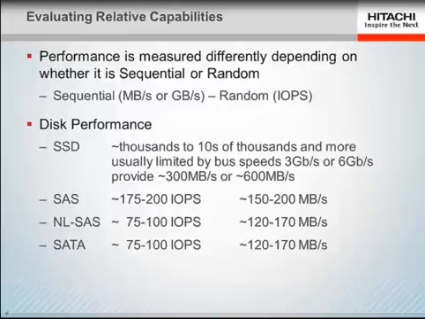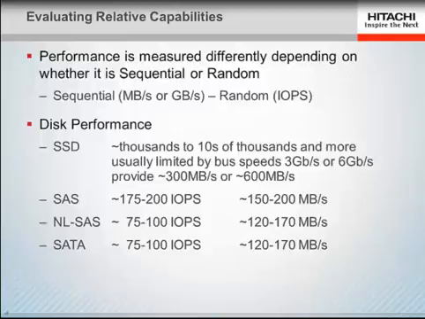So evaluating the relative capabilities of these, we need to look at whether the performance is sequential or random. In a vSphere environment, because we have a lot of mixed I/O coming from many guest OSs to the same data store, we typically see more random IOs, where we measure IOs per second, than sequential. If we were doing a backup of a single data store, we might see sequential performance in megabytes per second, where we don't worry as much about how many IOs per second we can perform, but more about how many megabytes per second we can stream.